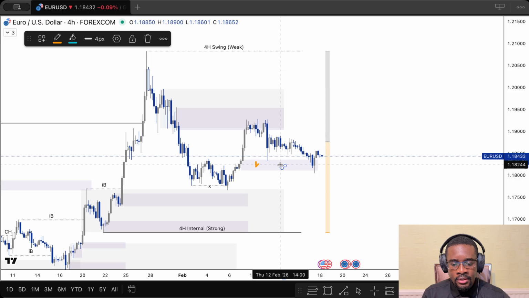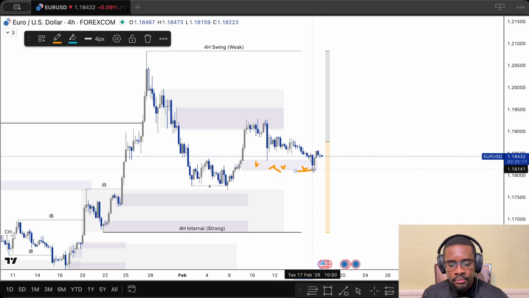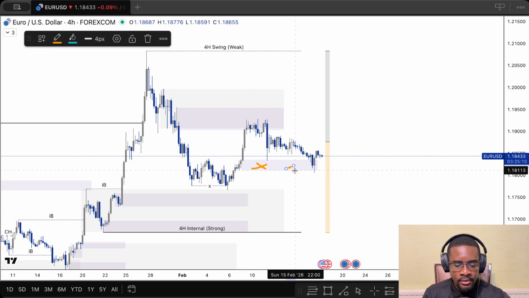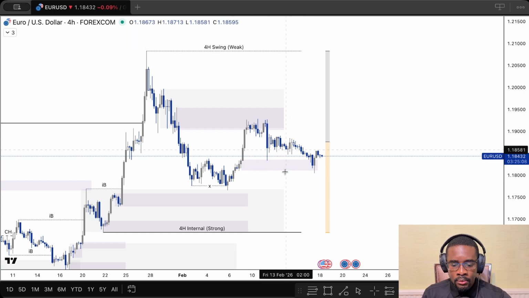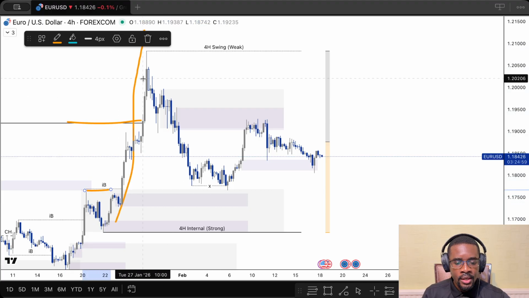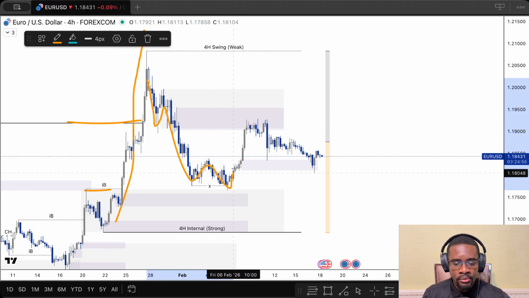Now, obviously, this demand has been eliminated, so it failed. But then price reacted sharply after breaking this level of demand. So on the 4-hour, we're still waiting. Now remember, we are still bullish. Swing internal is also bullish. And then this has been a retracement, and then we had a break to the upside again.